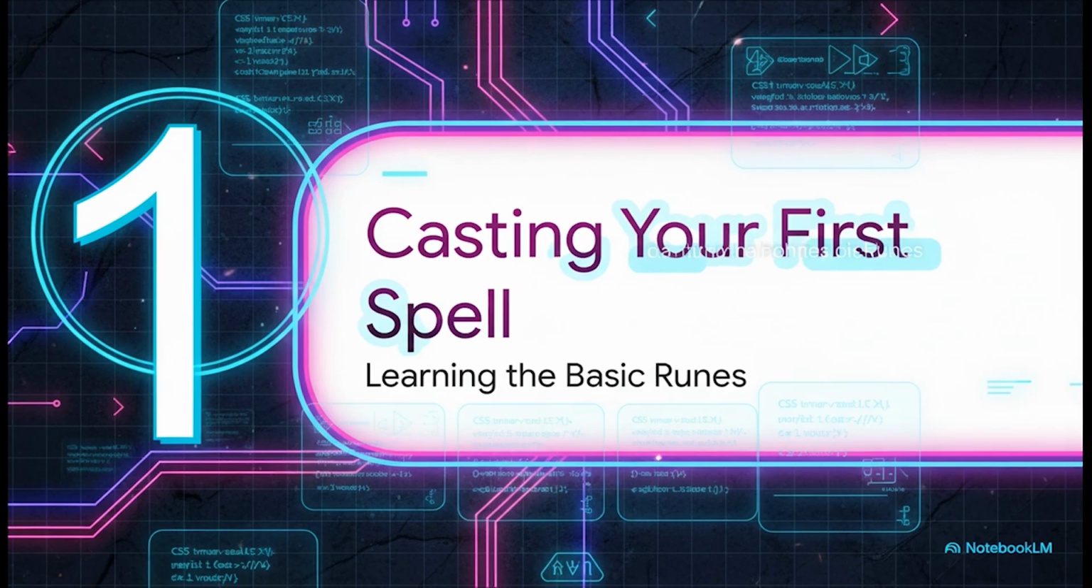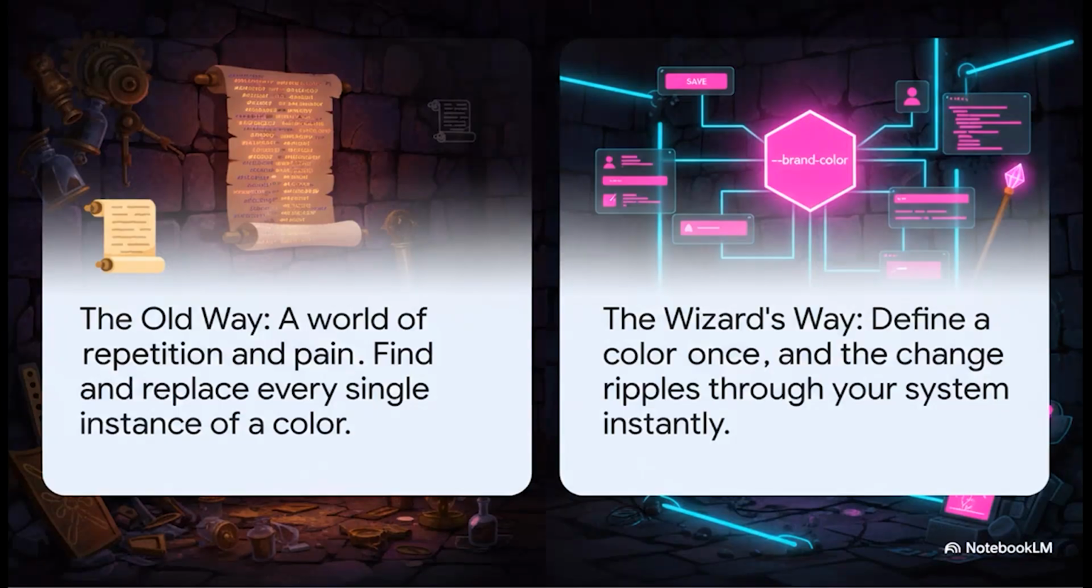This is where all the magic really begins. Just look at this. On the left, we've got the old way, the painful way. It's a world of repetition. If you wanted to change that pink, you'd have to find and replace every single time you used it. But on the right, now that is the wizard's way. We define our brand color just once, and that change just ripples through the entire system, instantly. It's clean, it's maintainable, and it is so powerful.